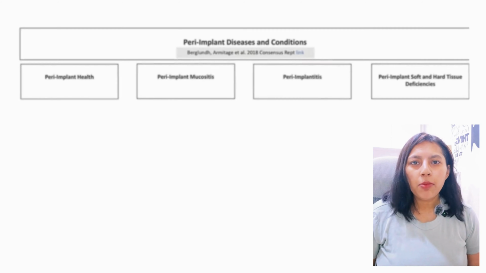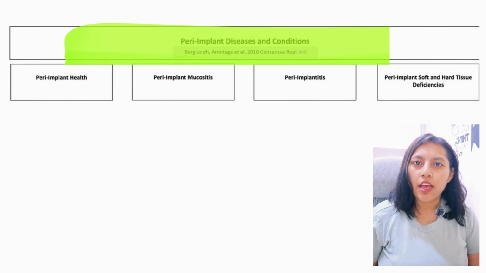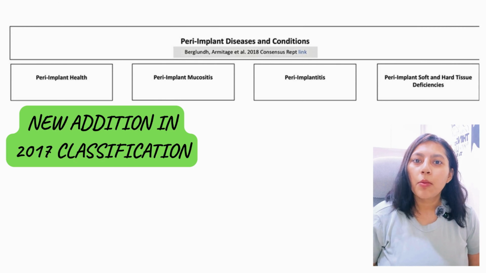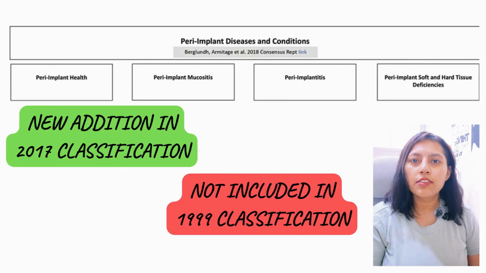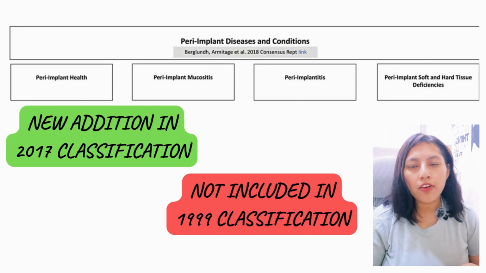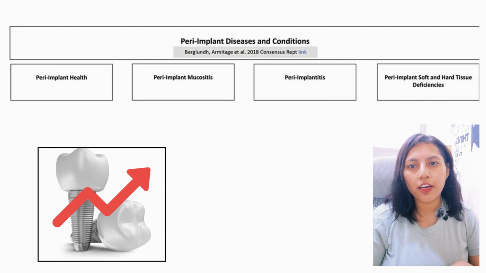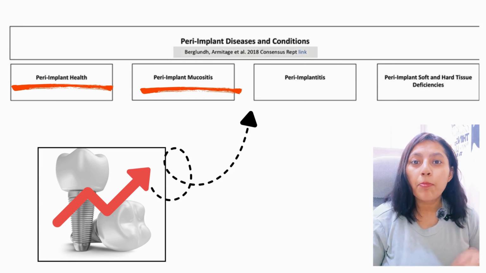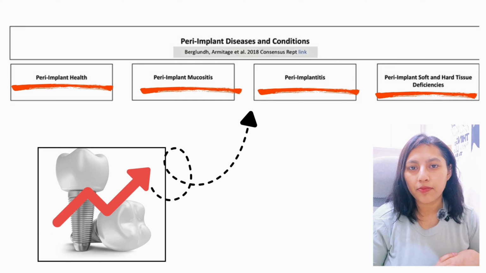Now let us move to the final major section of the 2017 classification, peri-implant diseases and conditions. And this was actually one of the biggest additions to the newer classification, because the older 1999 classification mainly focused on diseases around the natural teeth, while implant-related diseases were not comprehensively classified. But with the increased use of dental implants, it became essential to clearly define peri-implant health, peri-implant mucositis, peri-implantitis, and peri-implant soft and hard tissue deficiencies.